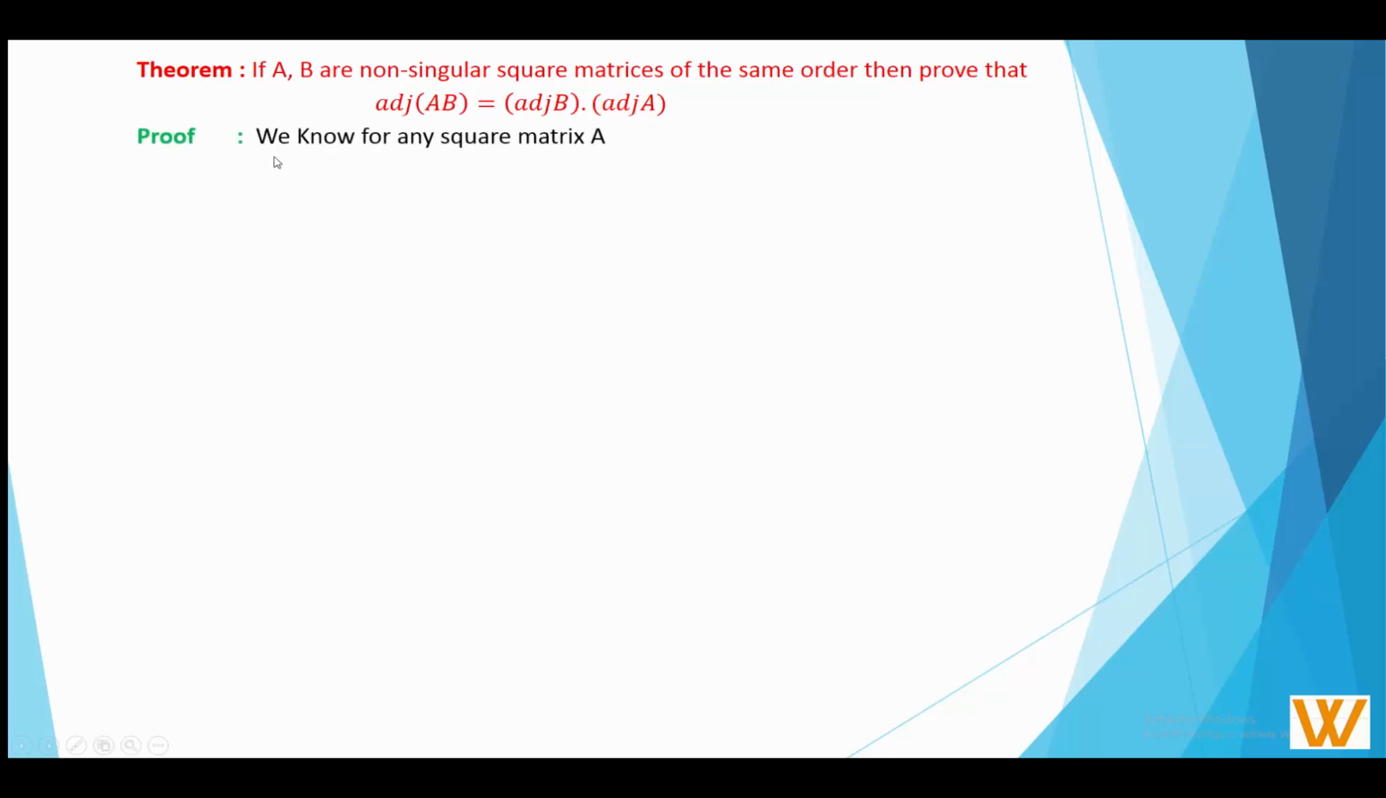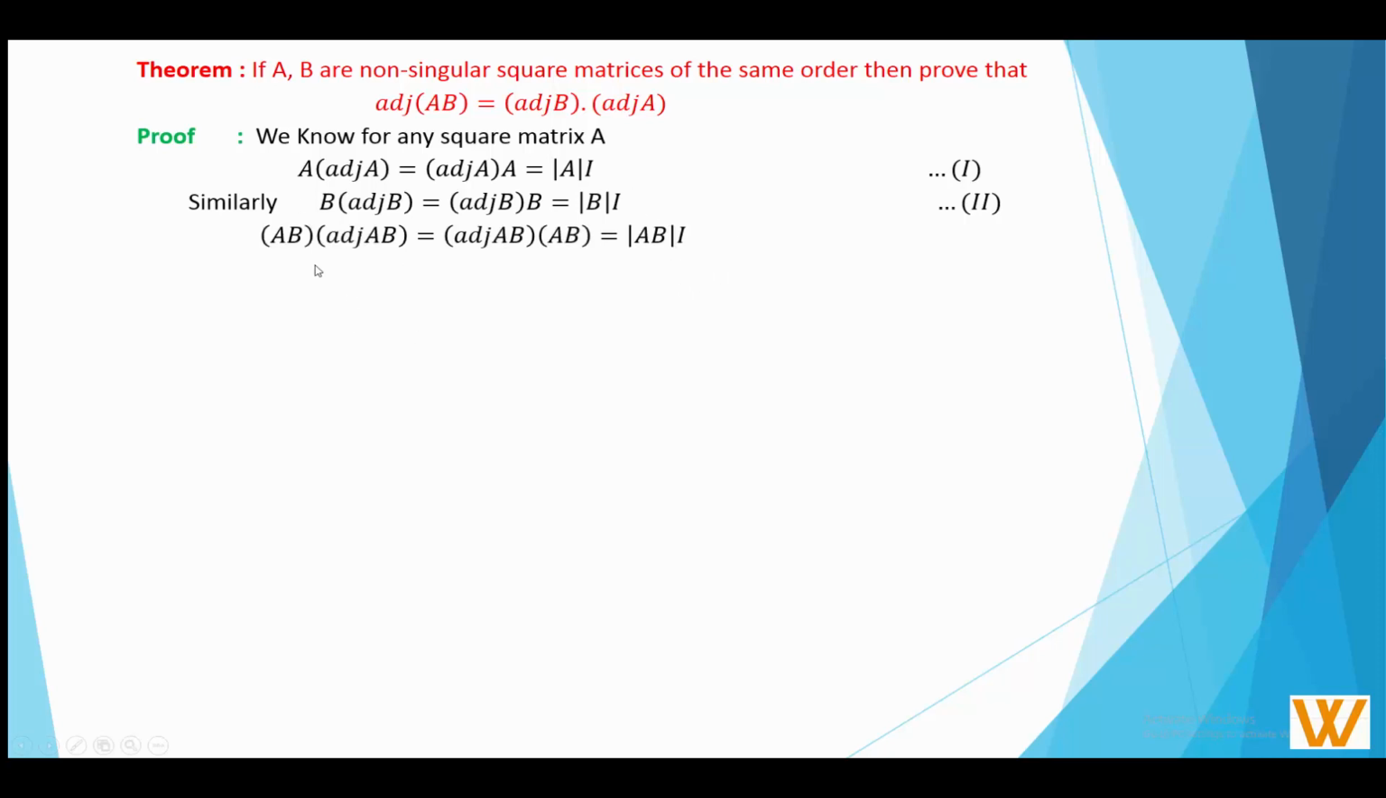Proof. We know for any square matrix A, A into adjoint A equals adjoint A into A equals determinant A into I. We know this formula. Also the same formula for matrix B: B into adjoint B equals adjoint B into B equals determinant B into I. Also for product AB: AB into adjoint AB equals adjoint AB into AB equals determinant AB into I. We know these formulas. To prove that adjoint AB equals adjoint B into adjoint A.